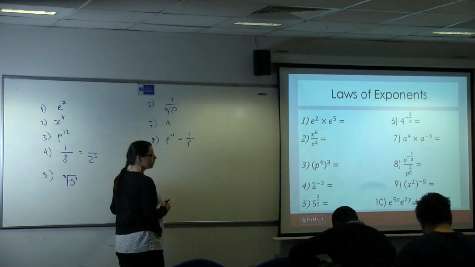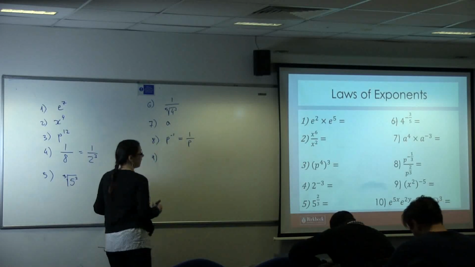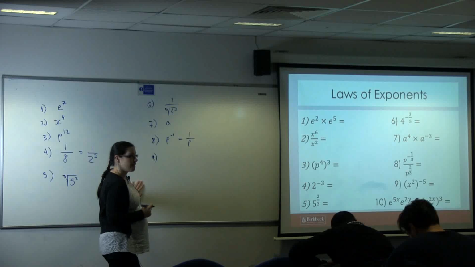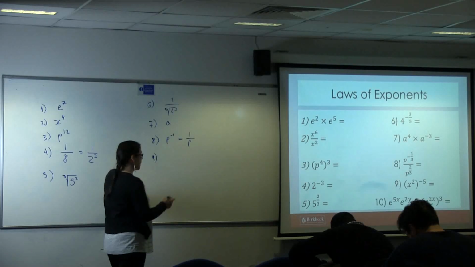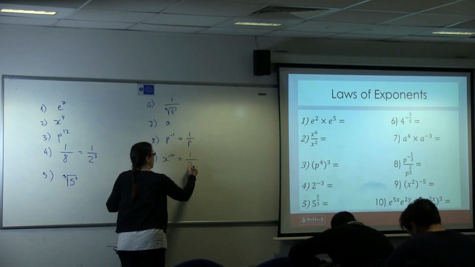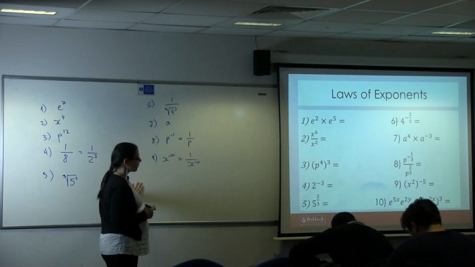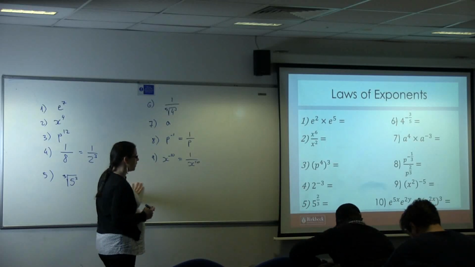Number 9. X to the minus 10, which I can rewrite as 1 over x to the 10. And the last one.